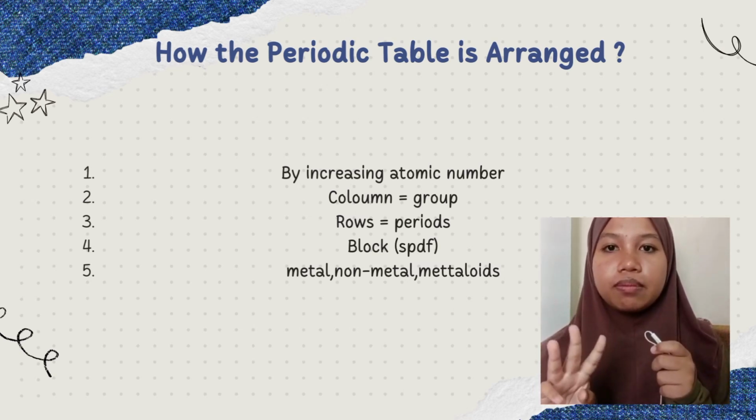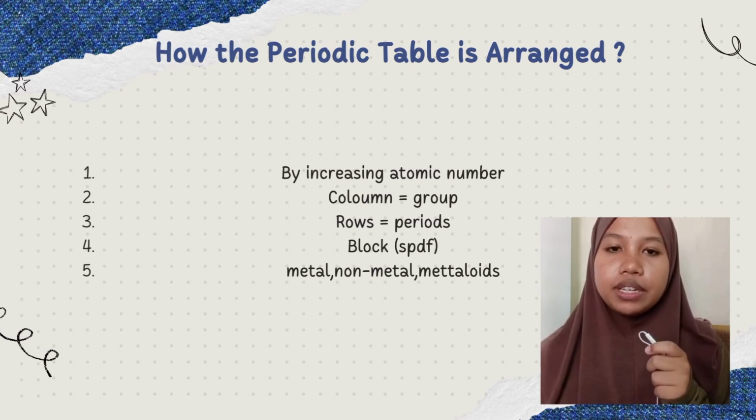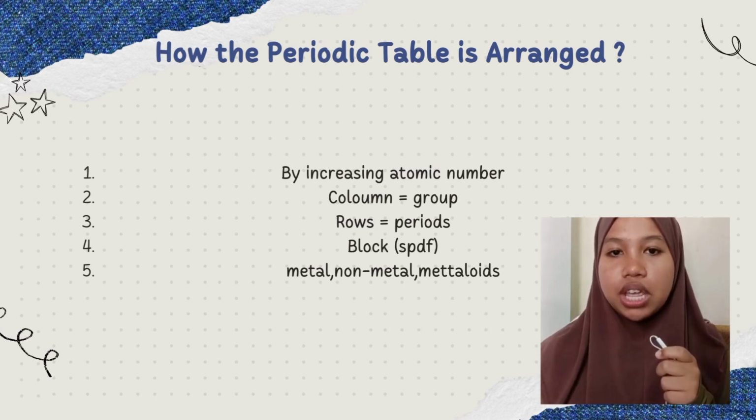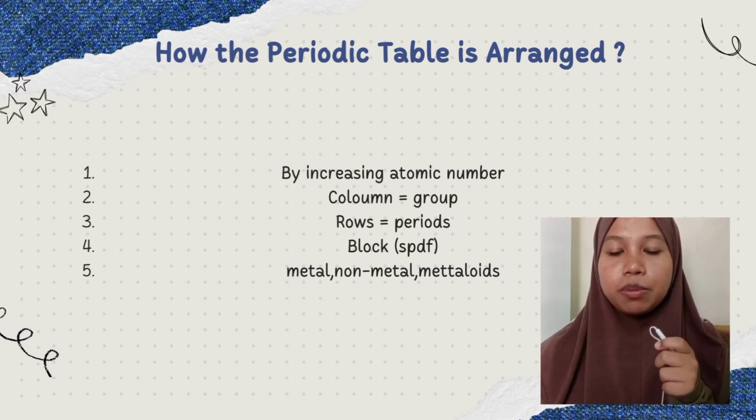Number 3, columns or groups. Vertical columns are called groups. Elements in the same group have the same number of valence electrons, so they have similar chemical properties. For example, group 1, which is the alkali metals, are all very reactive.